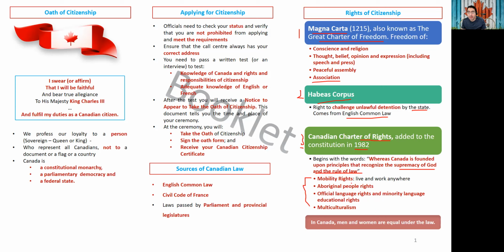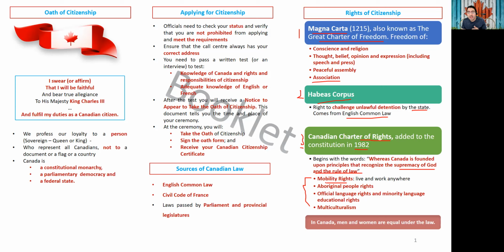So the first one is the mobility rights. For sure, Canada is a very big country. It is not actually a country; it's a continent, because it has a massive land. So the mobility rights say if you are a Canadian, you can live or work anywhere in Canada. So you can move from one province to another without any problem. You can change your work at any time. You can change your home at any time. That's fine. So you have these mobility rights.